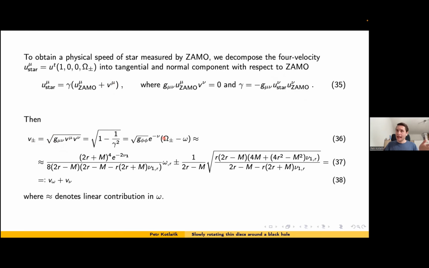And if you plug the metric inside and use our expansion in the linear order of omega, you arrive at this expression. And as you can see, the measured velocity has two components. One is given just by the static case, just by the disk without any rotation. And the other contribution is dependent on the dragging of the space-time.